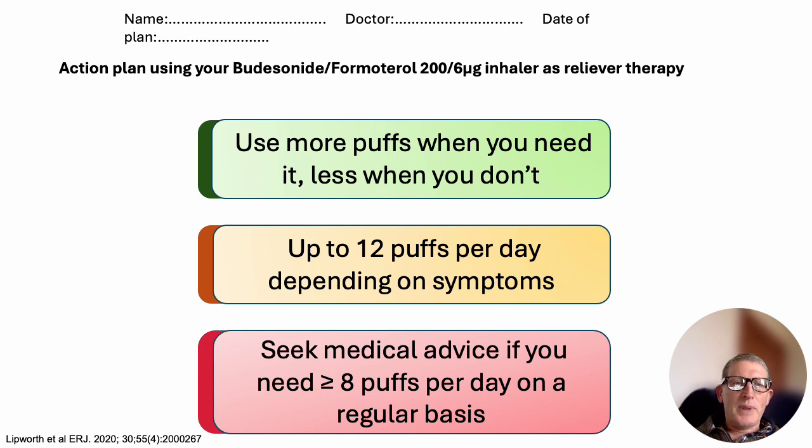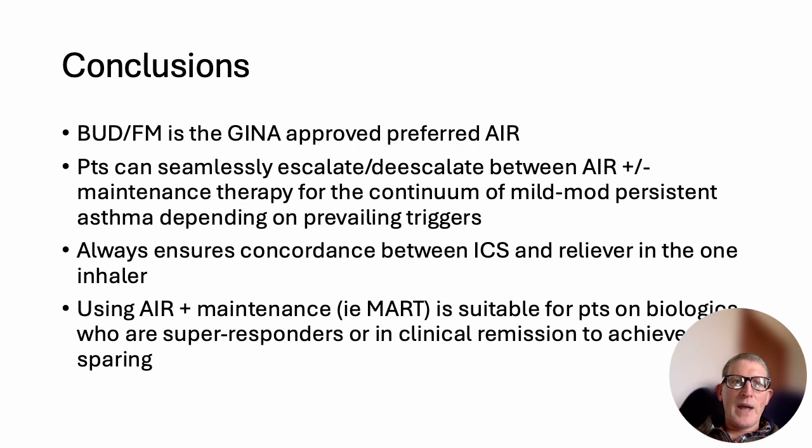So this is an action plan which we would use. Again, keep it very simple when you're using the low-dose budesonide formoterol. And you've gathered by now the mantra for the patient is very, very simple. Use more when you need it and less when you don't. Up to 12 puffs a day, depending on symptoms and asthma control and prevailing triggers. But to seek medical advice if you're needing 8 or more puffs a day on a regular basis. And that's as complicated as it needs to get, in my humble opinion.